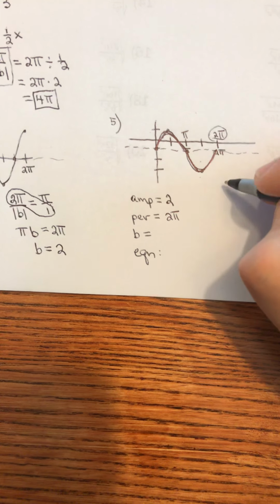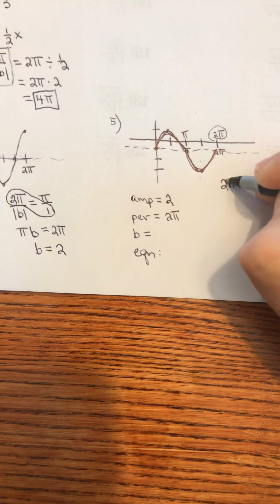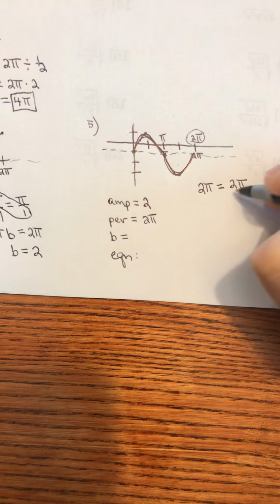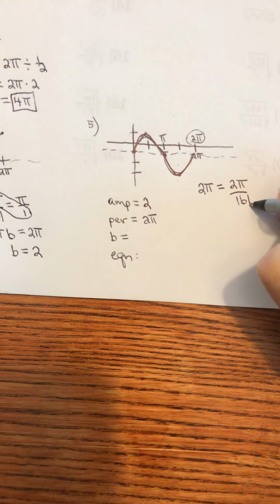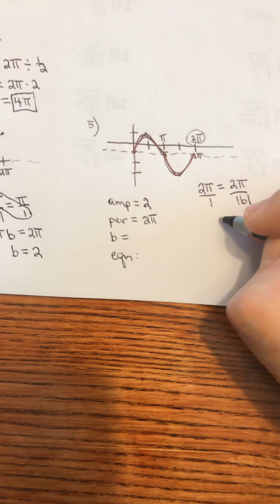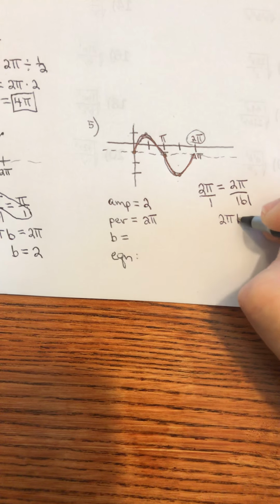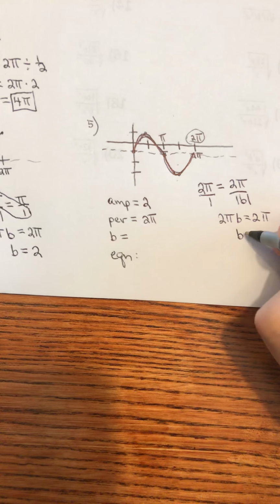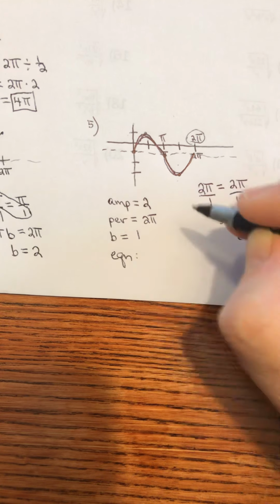Now, what is the b value? Take your period and set it equal to the formula used to find period. Well, I'm just going to make that a fraction. Cross multiply, I get 2 pi b equals 2 pi. If I divide by 2 pi, I get 1. So my b value is 1.